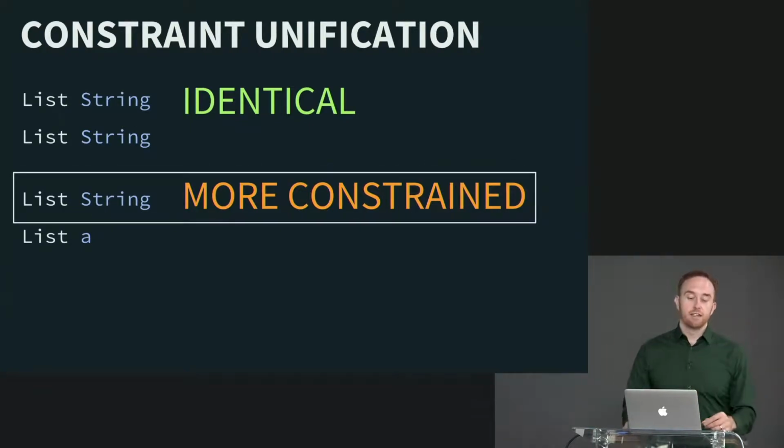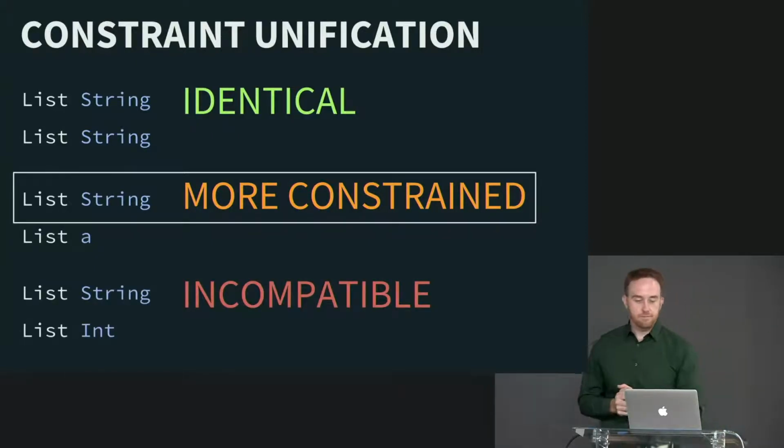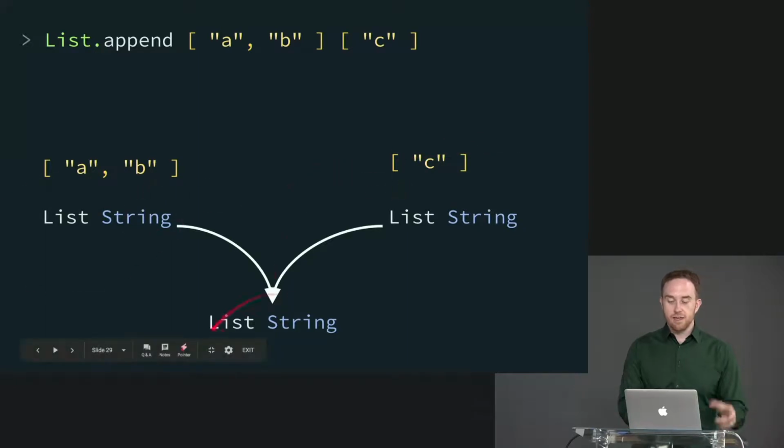We're going to unify to the one that's more constrained of the two. And if they're incompatible, then it says, okay, type mismatch. So let's see an example of this. List.append A, B, and C. These two are identical, so they're going to unify from list string to list string. And it says, okay, those unify to list string.